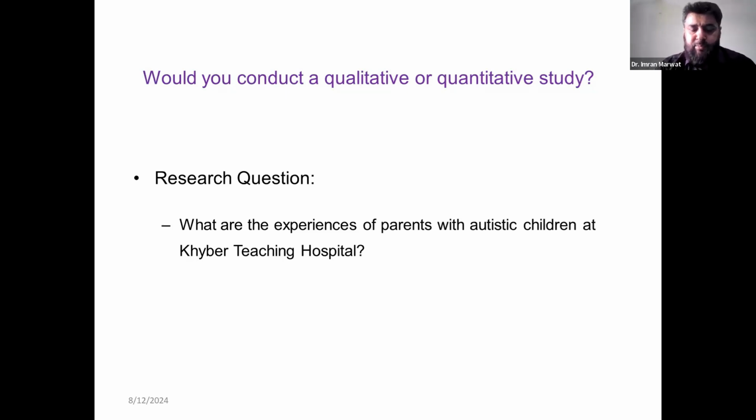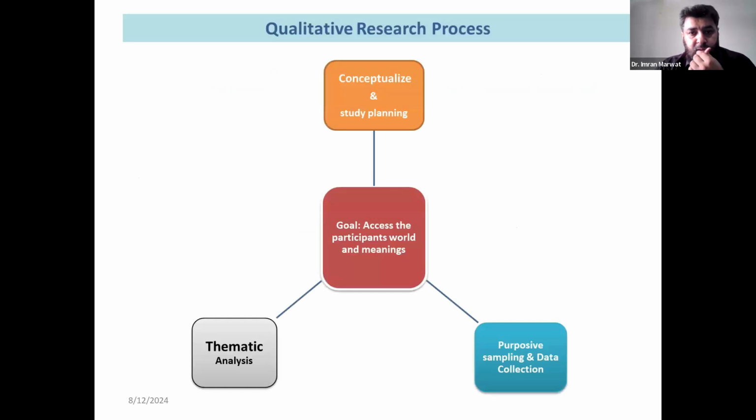It was just recently published in July in a W category journal. I will share that as well. Now, these are the 3 different steps involved in a qualitative research. When you are going to conduct a research study, you start with a goal that accesses the participants' words and meanings. Because in qualitative research, the researcher himself or herself has to immerse in the settings, and then they collect the data.